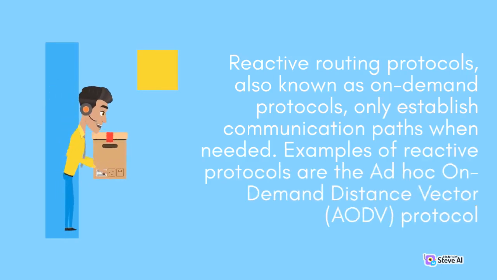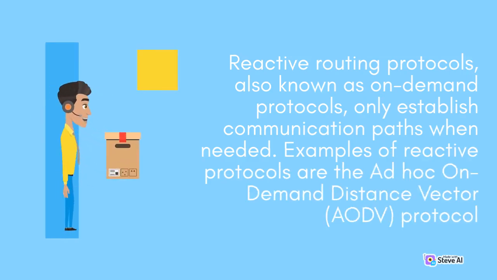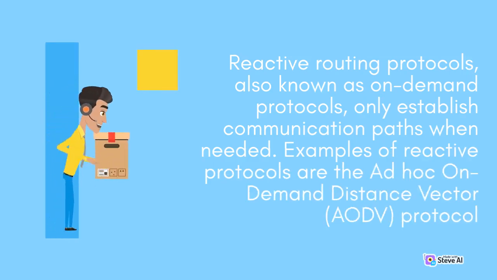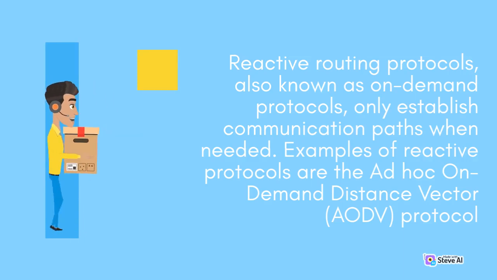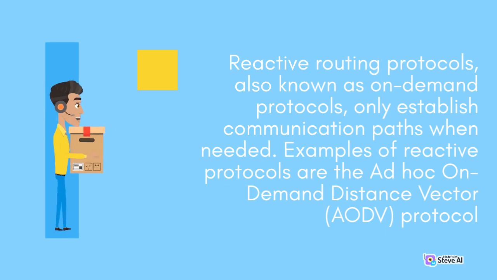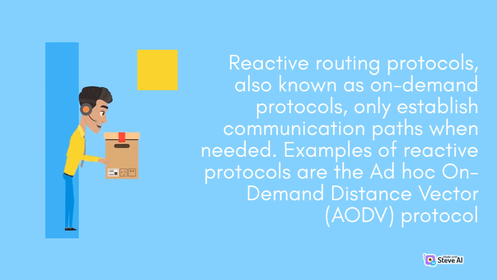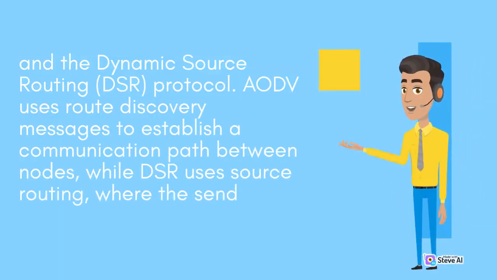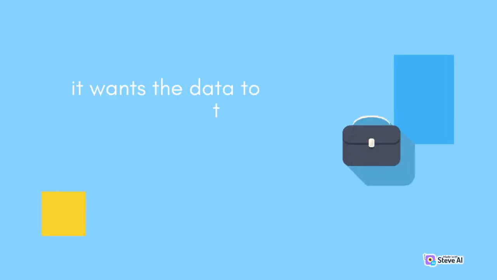Reactive routing protocols, also known as on-demand protocols, only establish communication paths when needed. Examples of reactive protocols are the Ad hoc On-demand Distance Vector (AODV) protocol and the Dynamic Source Routing (DSR) protocol. AODV uses route discovery messages to establish a communication path between nodes, while DSR uses source routing, where the sender specifies the route it wants the data to take.